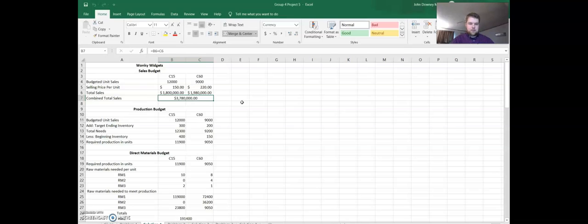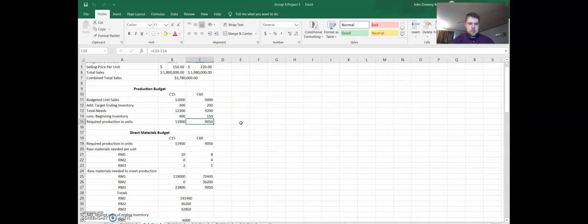So now we'll move on to our production budget. So once again, we start with our budgeted unit sales. We're going to add to that our target ending inventory. And when you add those together, that gives you the total units that you need. And then you subtract the beginning inventory to give you the required production in units. And of course, that's an identical process for widget C60 over here to arrive at C60's total production required in units.